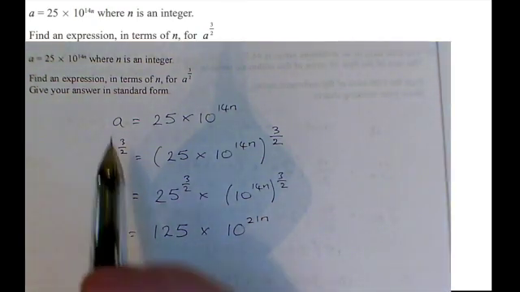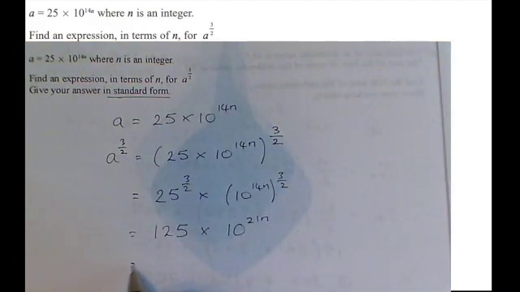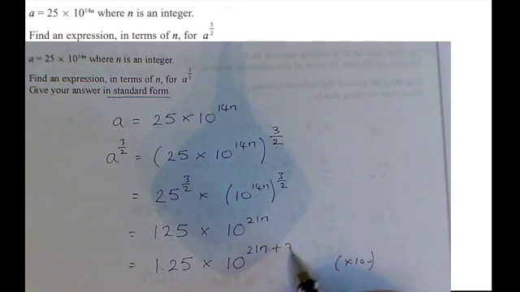They want it in standard form. So I need to have a number between 1 and 10 in standard form. So I'm going to turn that into 1.25, which makes that 100 times smaller. So I'm going to have to make this second part 100 times bigger. So if I multiply this 10 to the 21n by 10 squared, which is 100, then I'm going to have to plus 2, aren't I? That's the first law of indices. And so that's my answer.